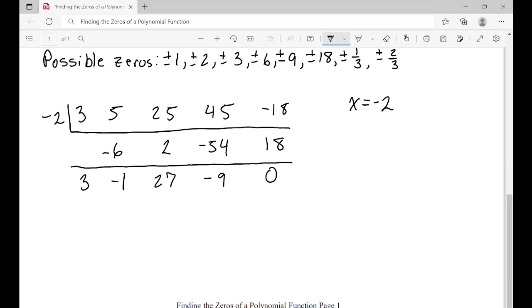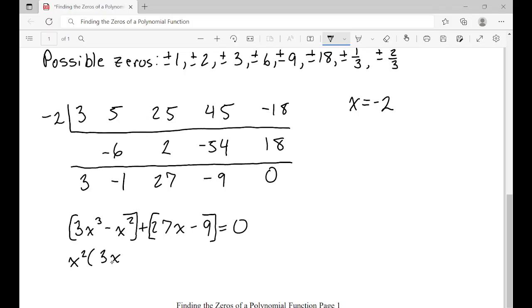So rewrite our polynomial equation, because we start with x to the 4th, we're going to drop down to x to the 3rd. So 3x cubed minus x squared plus 27x minus 9 equals 0. And we can do synthetic division again, or we can look at this and see that this is factorable using factor by grouping because it's 4 terms. So I can factor out an x squared from the first 2 terms, which will give me x squared times 3x minus 1.